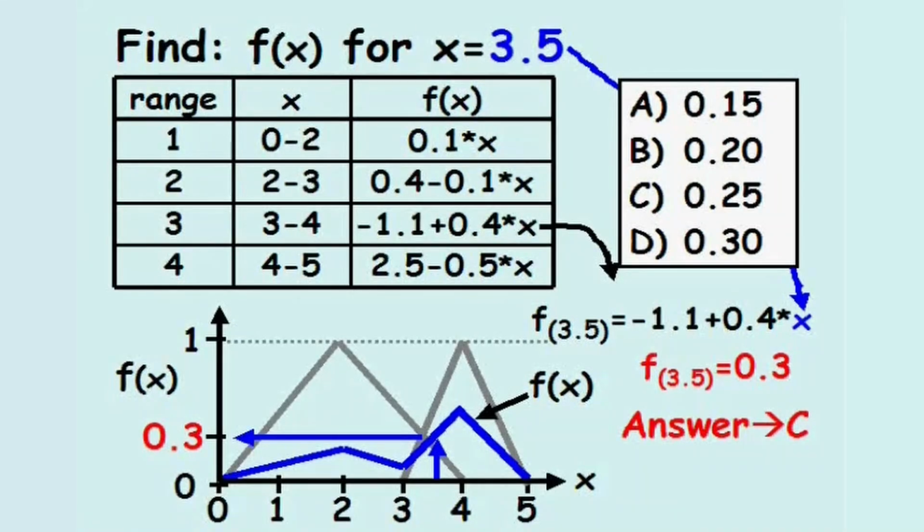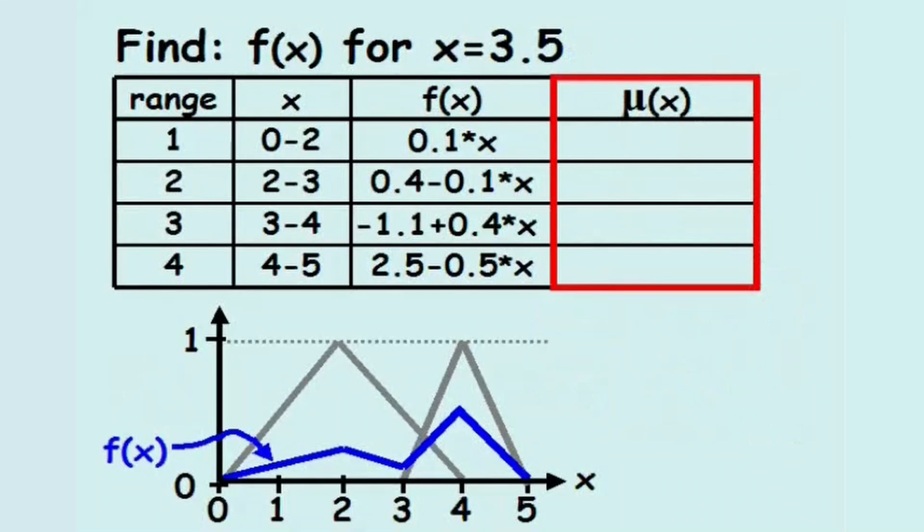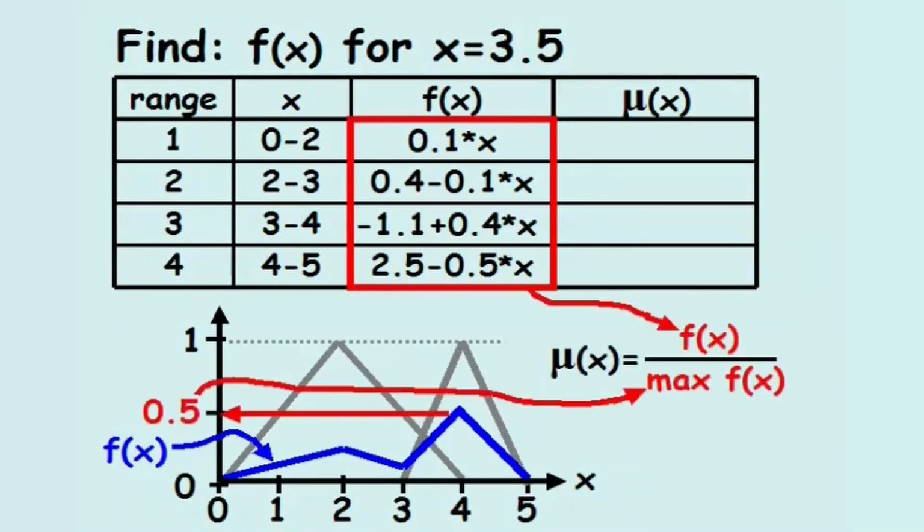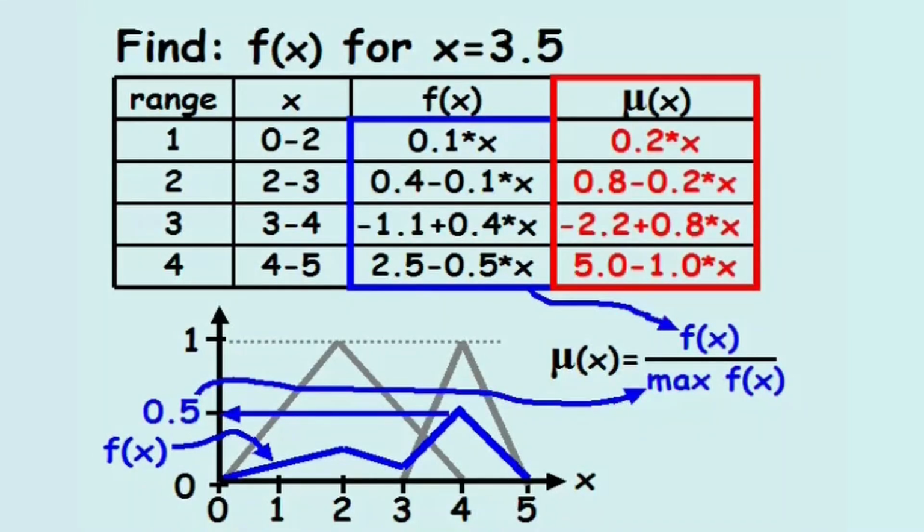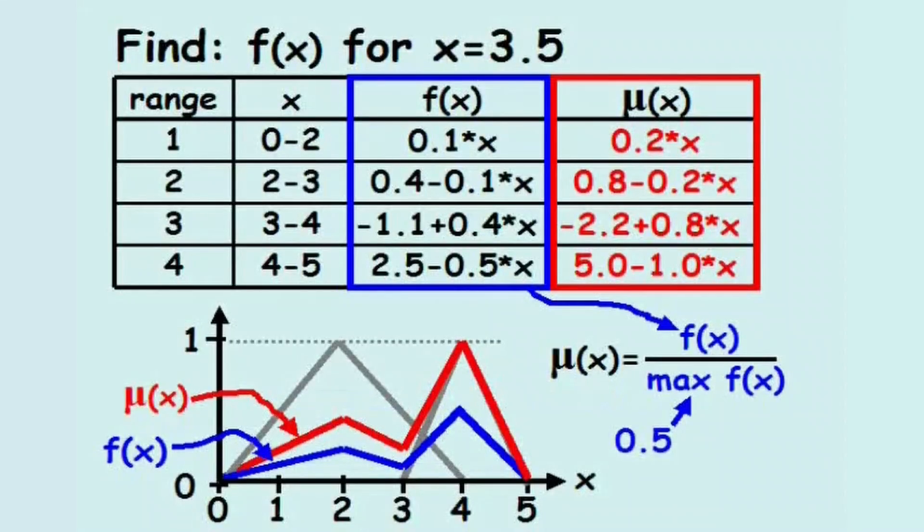To develop a fuzzy argument, mu of x, from rules 1 and 2, using the normed-weighted sum combination, f of x is divided by the maximum value of f of x, so that the maximum value of mu of x equals 1. From this problem, mu of x equals twice the value of f of x, since the maximum value of f of x is 0.5.